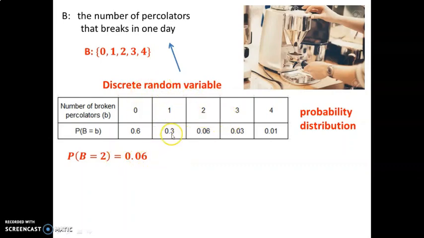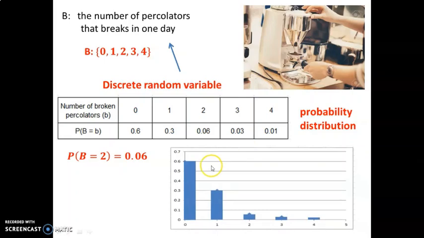So again, this is a probability distribution table for a discrete data set or discrete random variable. It can be represented on a bar graph. Here are all the probabilities, and you can see the bars are not connected because this is discrete data.